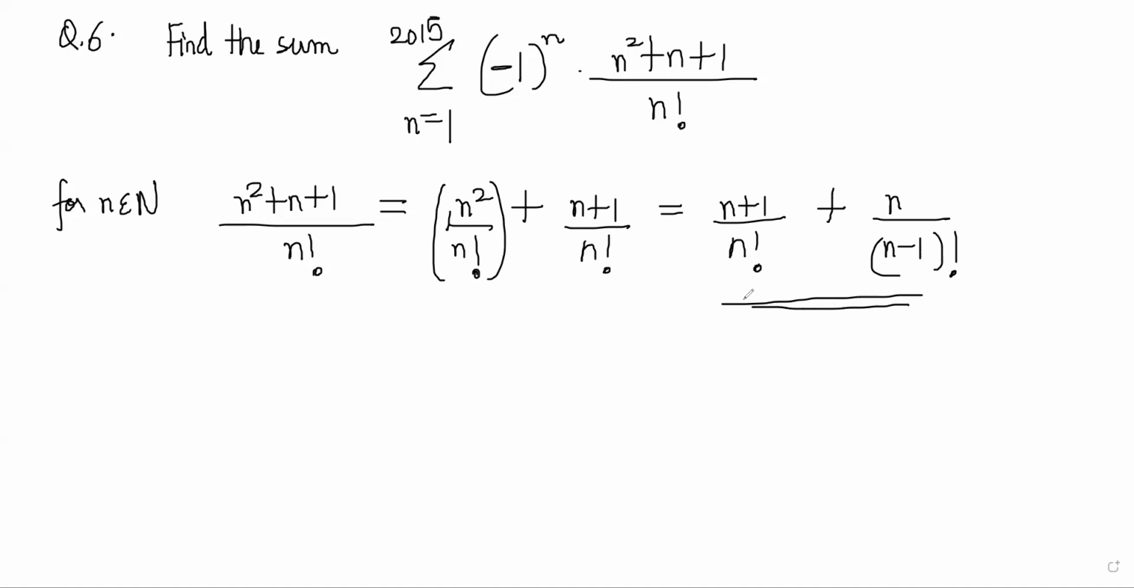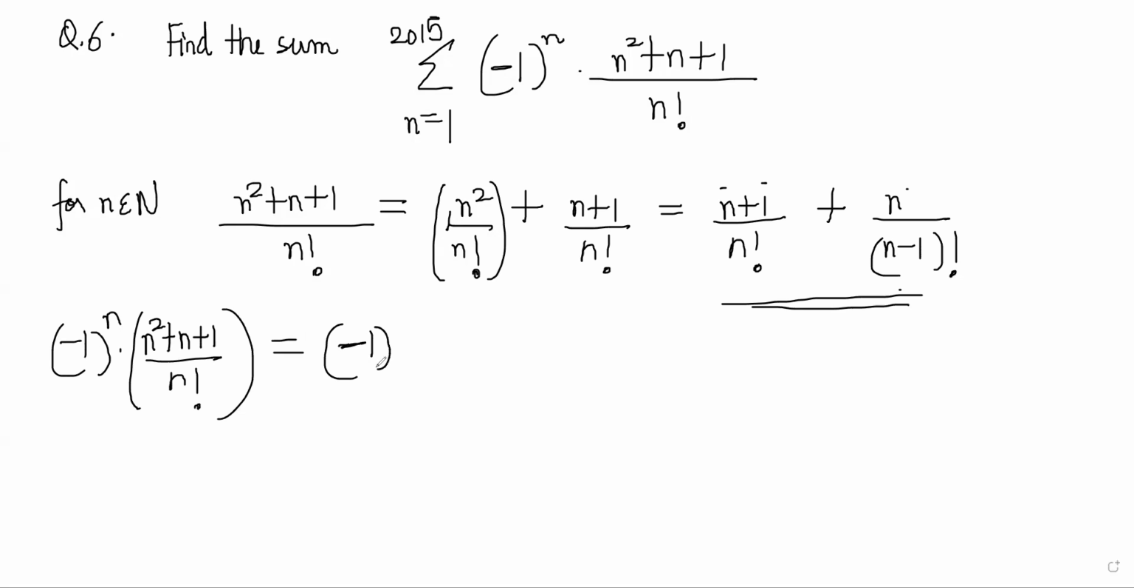So we have this situation. Notice that there is a nice pattern here, (n plus 1) by n factorial and n by (n minus 1) factorial. Both of the terms are having a similar form. The numerator is 1 more than the denominator, right? However, what we need is (minus 1) power n of (n square plus n plus 1) by n factorial. So what we will say is this is (minus 1) power n times (n plus 1) by n factorial plus (minus 1) power n times n by (n minus 1) factorial, right?